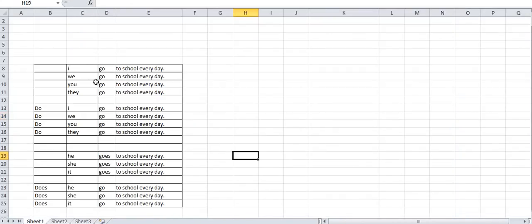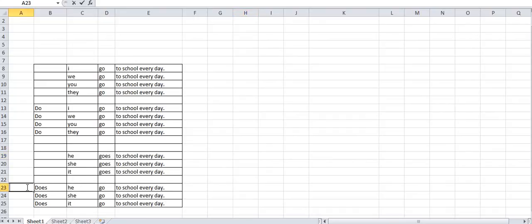See, I go to school every day. We go to school every day. I have just added do in front of this. Do I go to school every day? Do we go to school every day? Then we need to add a question mark here. Because this is the subject, in the he, she, it cases we need to use does. In all the remaining cases, I, we, they, we need to use do. Does he go to school every day?